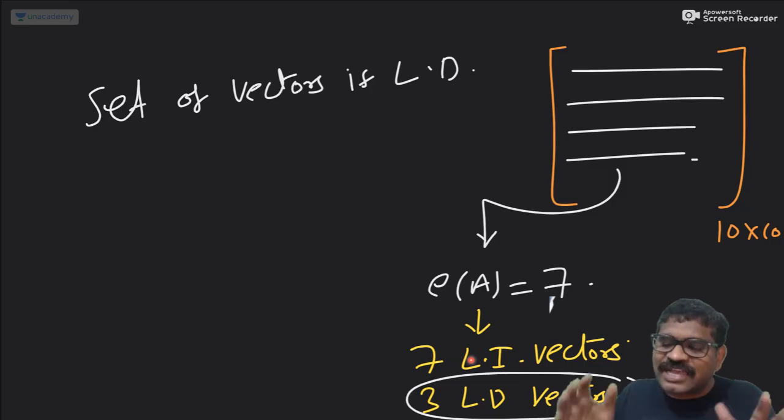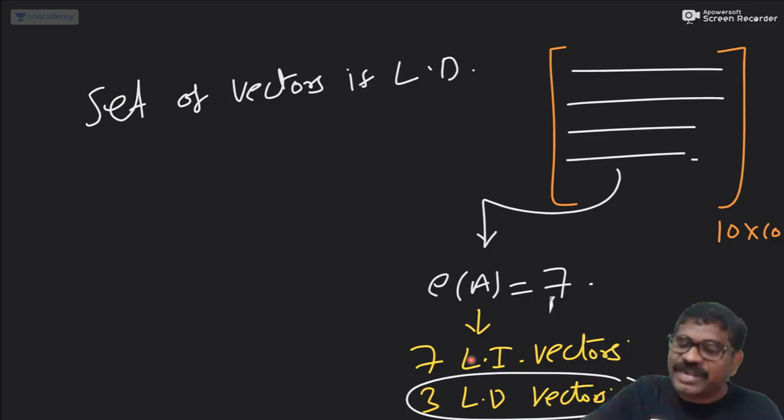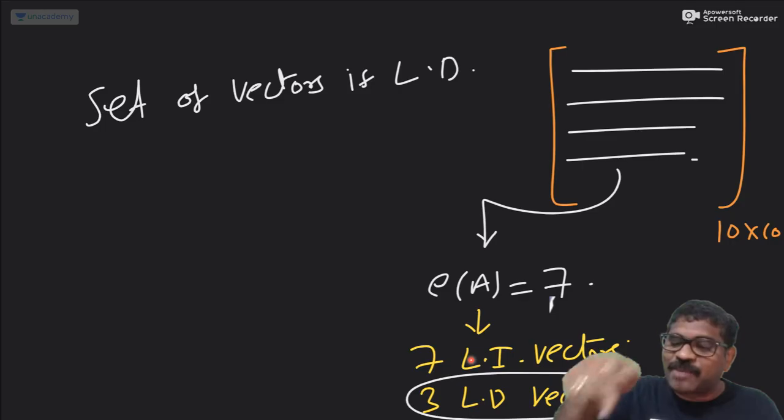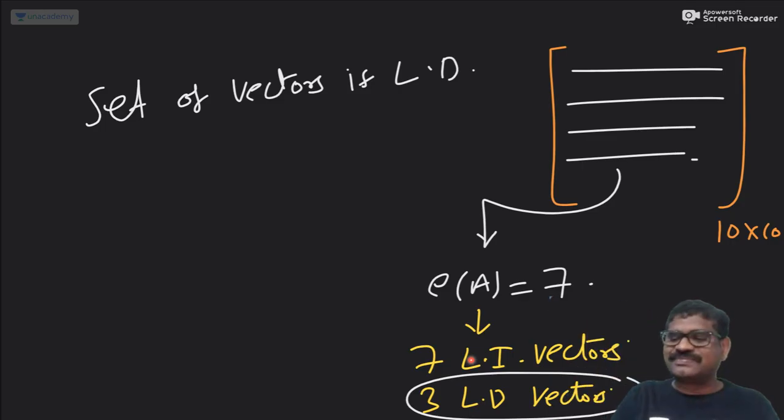So, sir, set of vectors linearly dependent means all are not linearly dependent. Set dependent means some independent, some dependent. Sir, how many are independent? Rank will tell you. Rank will give the clear picture about how many are independent among the given set. That is the concept.